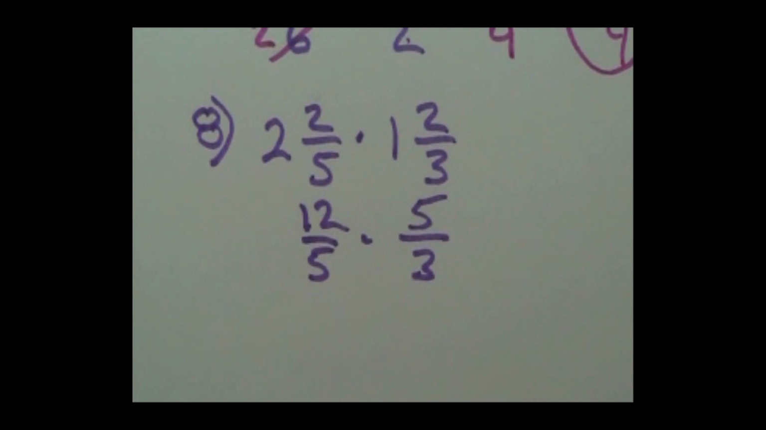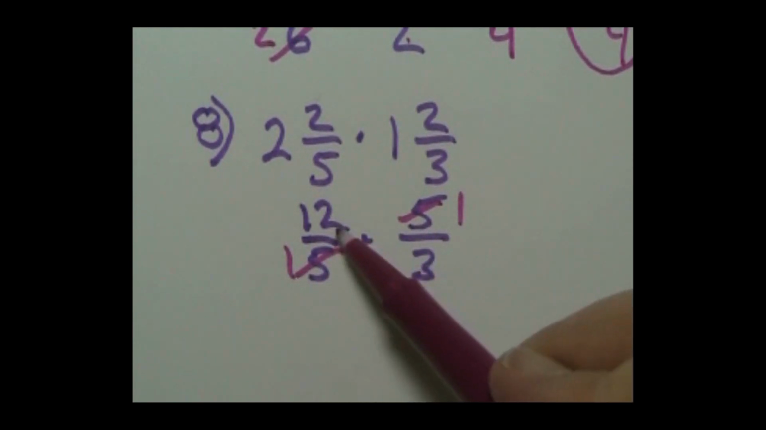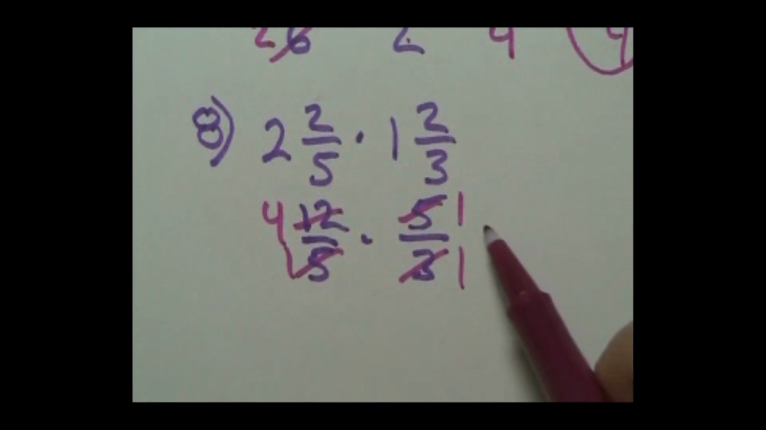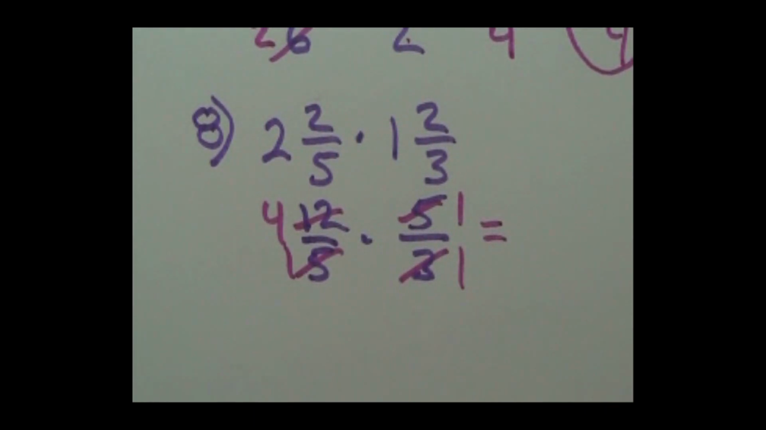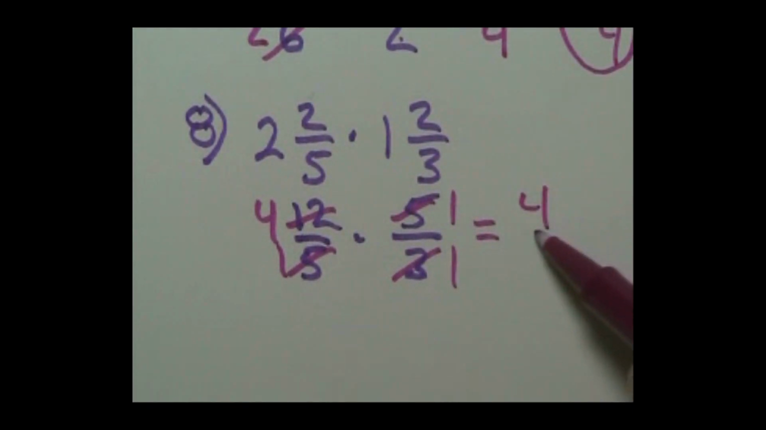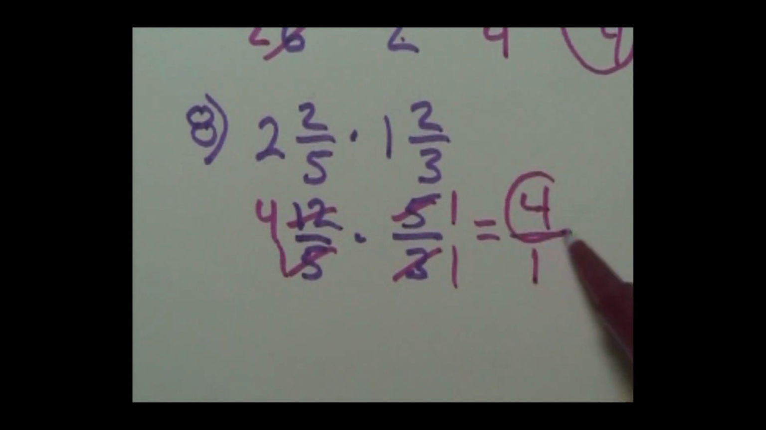Okay, so now I can start reducing, now that we made them into fractions. And 5 will go into 5. 5 goes in here once, and it goes in here once. 3 does go into 12. 3 goes in here once, and 3 goes in here 4 times. So what are we left with? We have 4 times 1, that's 4. And on the bottom, 1 times 1 is 1. So our answer is just 4.